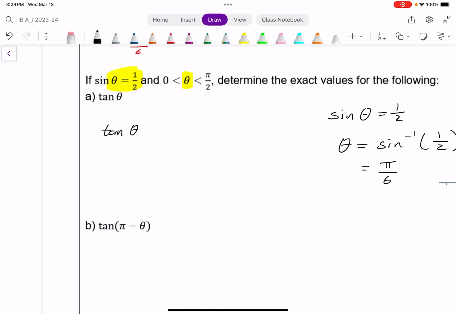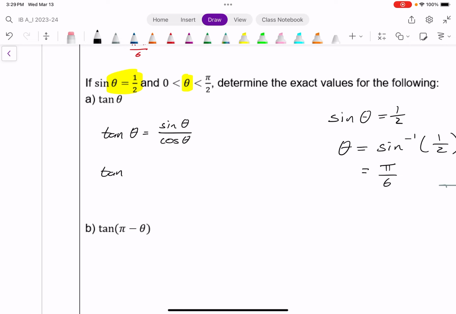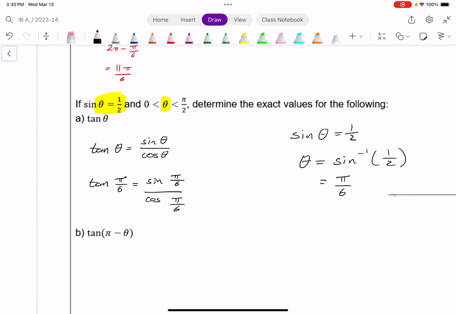So what I'll say, the tangent of theta is the sine of theta over the cosine of theta. Or in this case, I can say the tangent of pi over 6 equals the sine of pi over 6 over the cosine of pi over 6. Which, if we look back to what we've done, I already know that the sine of pi over 6 is exactly a half, so I'll stick with that.